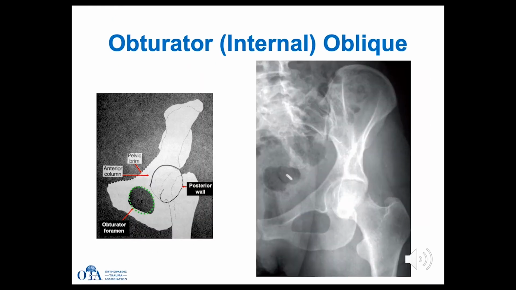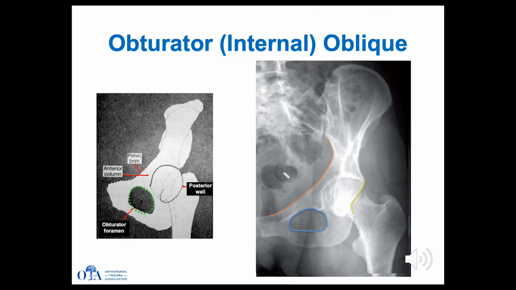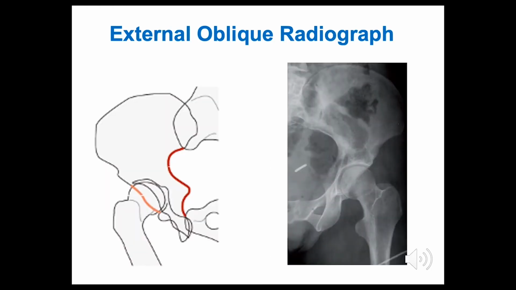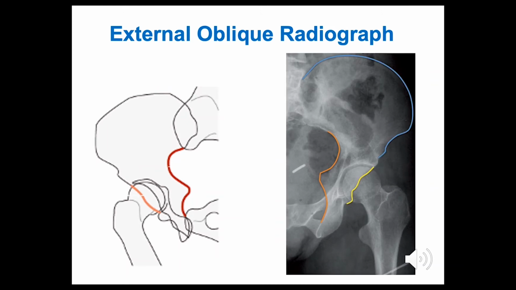In this view, we could see the obturator foramen in profile. It highlights the pelvic brim, anterior column, as well as posterior wall. And this is how to obtain an iliac or external oblique view with the patient injured side down. This view highlights the posterior column, anterior wall, in addition to posterior border of the innominate bone.